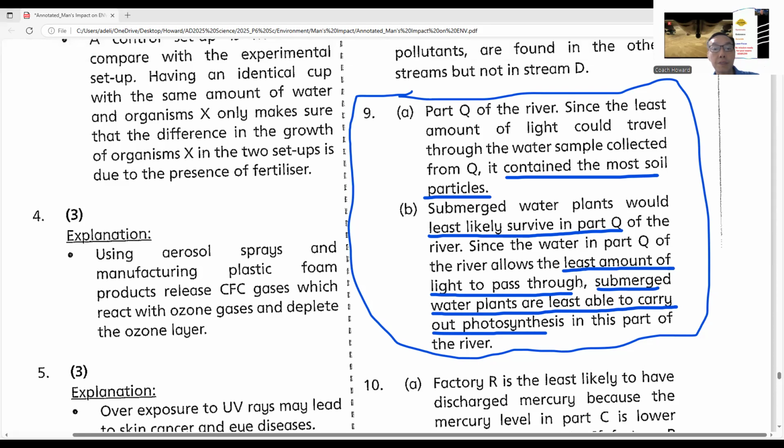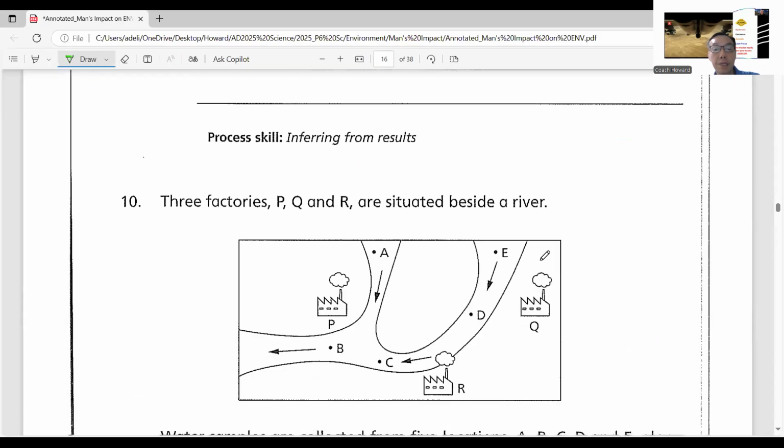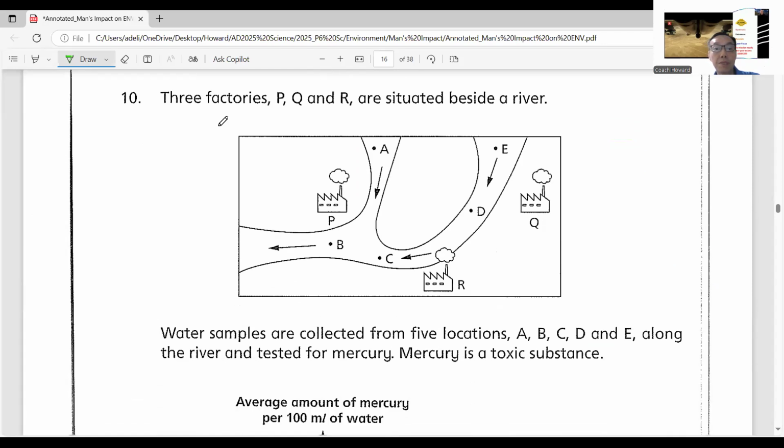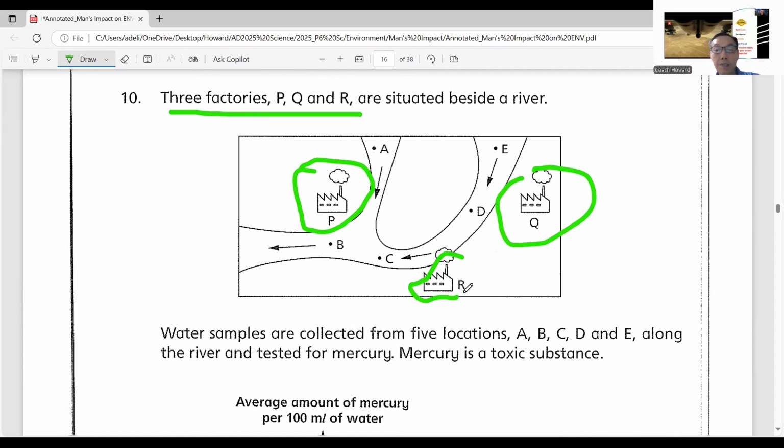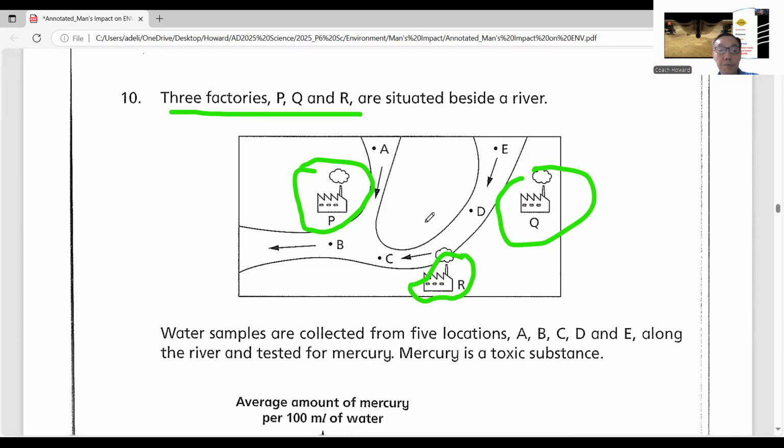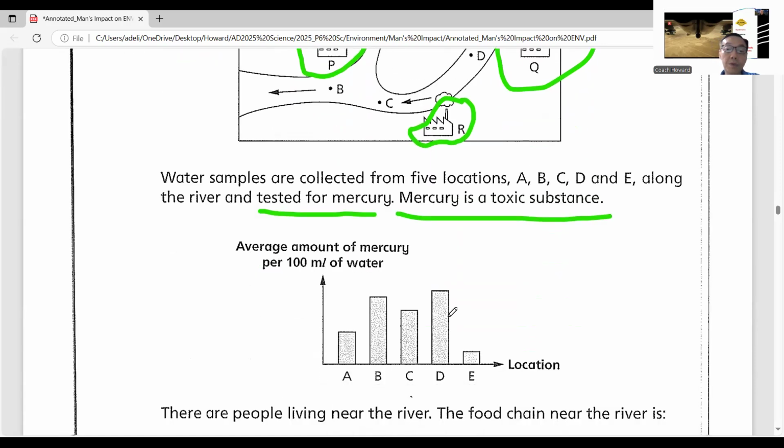Coming back to the question here. Now this is an interpretation of these 3 factories, P, Q, R. So P is here, Q is here, and R is here. Next thing you need to take note of is the direction of river flow. So water samples are collected from 5 locations, A, B, C, D, E, along the river and tested for mercury. Mercury is a toxic substance that can harm the body. So you notice the maximum amount is here, at D and at B.